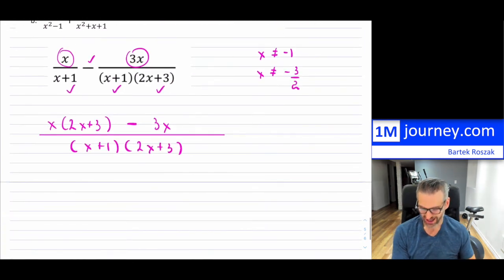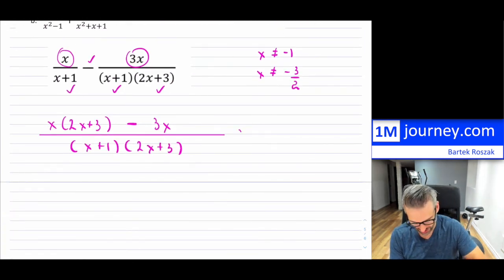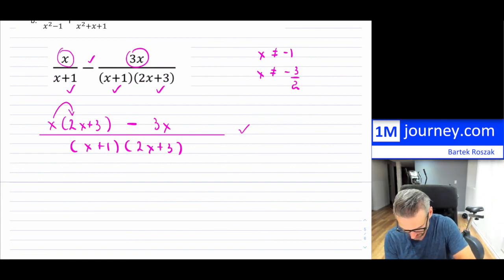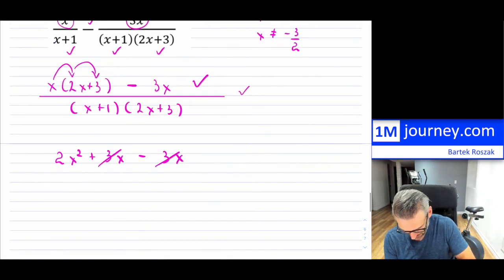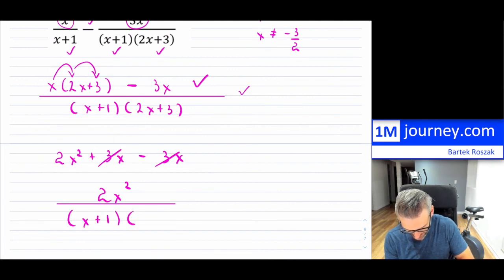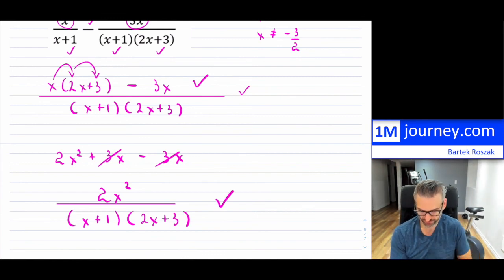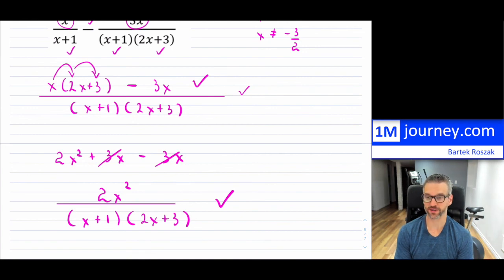Okay, so, you're pretty much done here. The only thing is, it says simplify, so let's try to expand this out. Okay, so I'm going to collect all my terms. That's going to give me 2x squared plus 3x minus 3x in the numerator. Notice 3x minus 3x cancels. And so that's going to just leave me 2x squared. And in the denominator, I will leave it as x plus 1 and 2x plus 3. So that's actually a pretty nice rational expression that we have here.